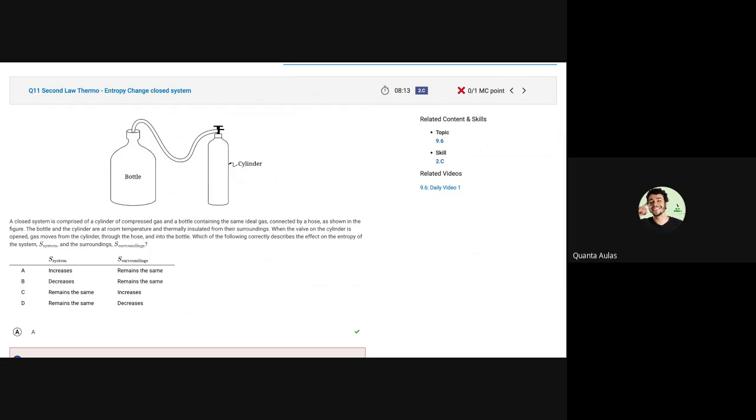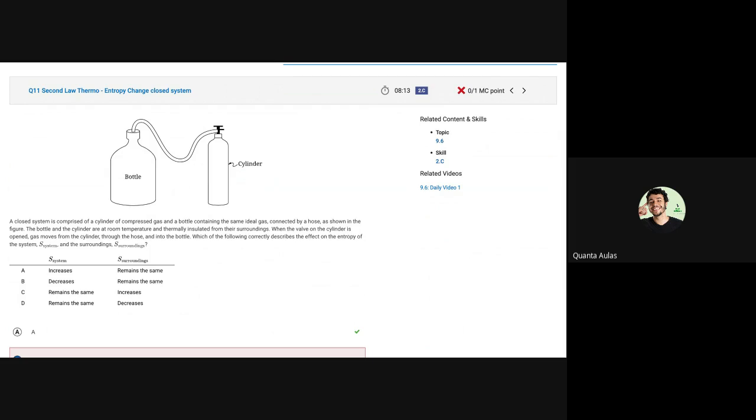For example, B: the entropy of the system decreases. Wrong, it never decreases. The entropy of the system is the same, and the entropy of the surroundings increases too. That is wrong, because the surroundings don't change in this situation, because the system is isolated from the surroundings, right?